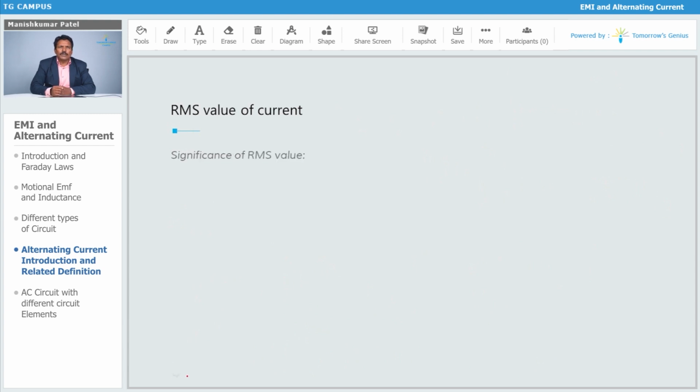Definitely there is a lot of significance to the RMS value. With the help of the RMS value, generally the voltmeter and all those instruments will give you the RMS value.